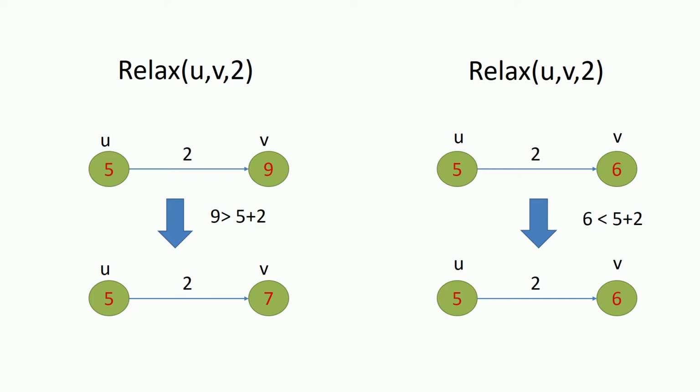For example, for the edge on the left side, we have an end vertex distance of 9, which is greater than the start vertex distance plus weight, which is 7. Therefore, we are going to update the end vertex distance to 7 and the predecessor to u. However, for the example on the right side, our condition will fail, therefore no update will happen. Okay, these are the basics we need to know in order to solve the shortest path problem.